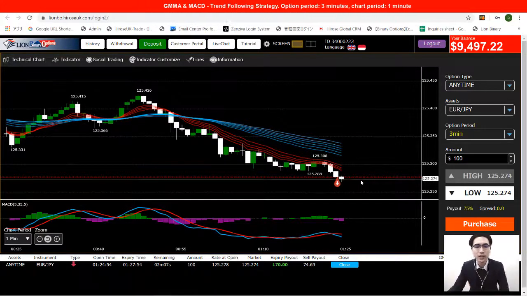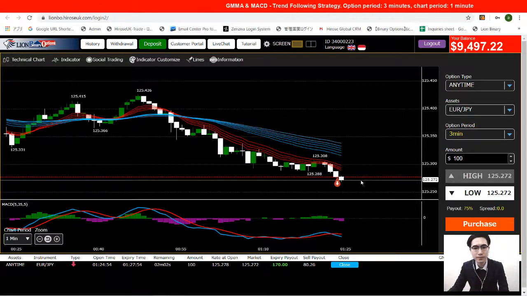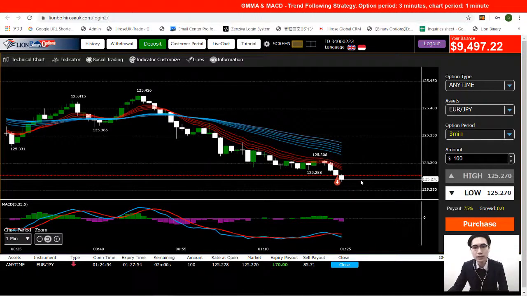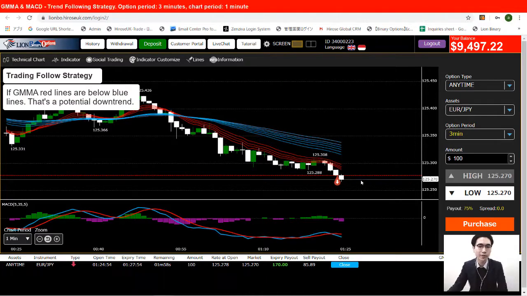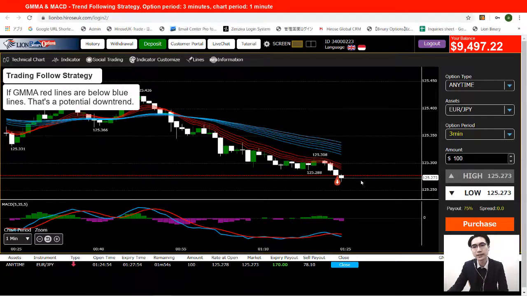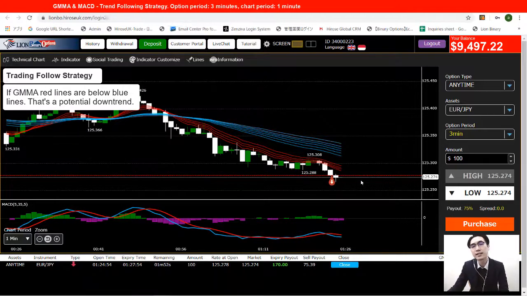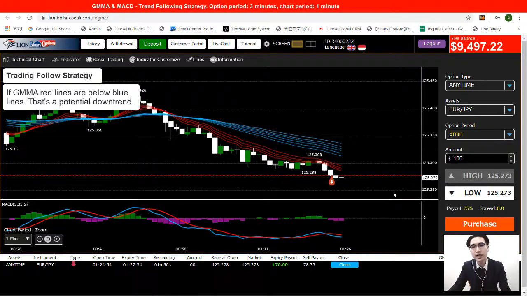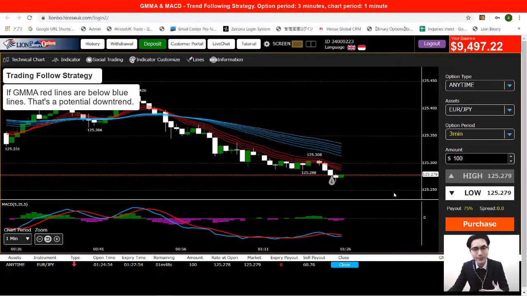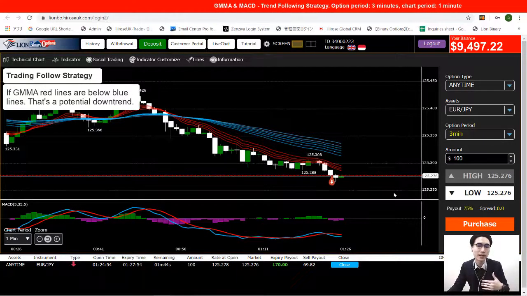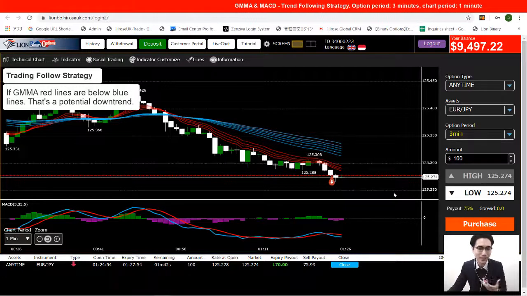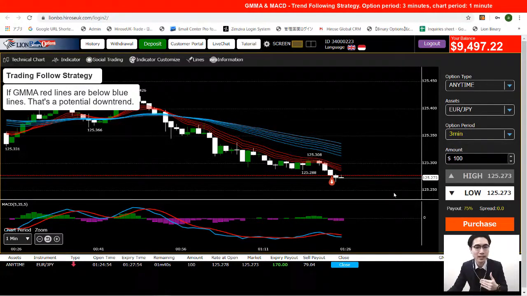Next, I just want to talk about the basic rules for this strategy. The strategy here is a trend following strategy. For us to use the strategy, we need to confirm that the market is in a trend. To identify that is pretty simple. If we are looking at the GMMA, and the red lines are below the blue lines, that means the trend is a downtrend.